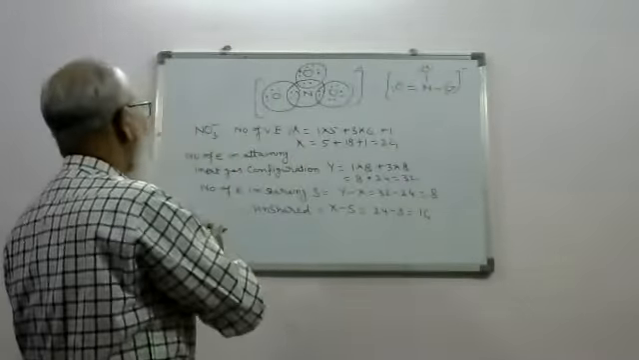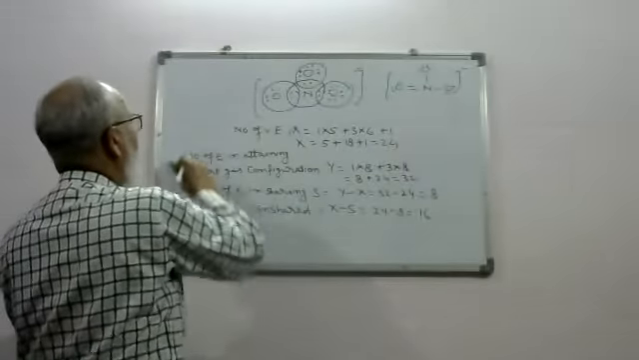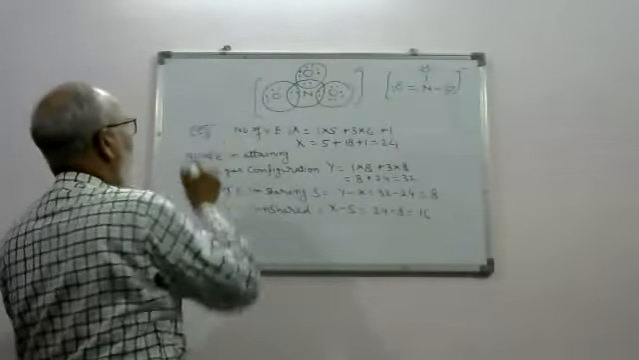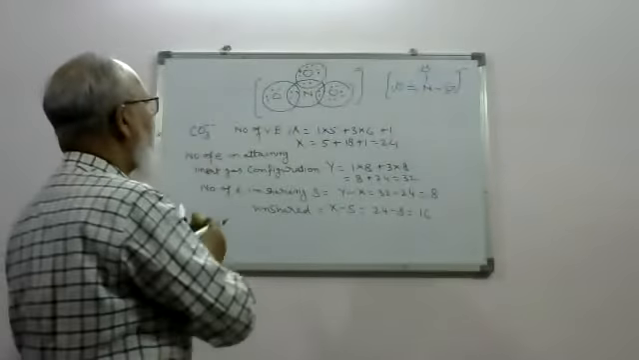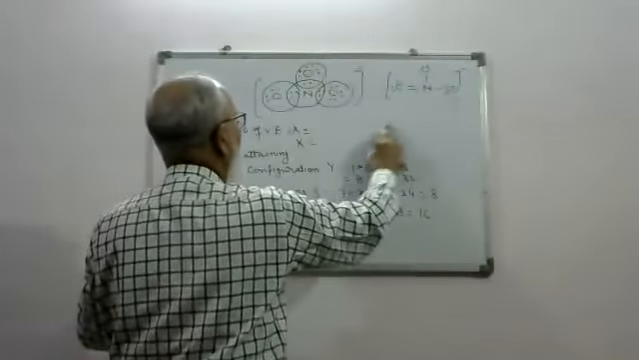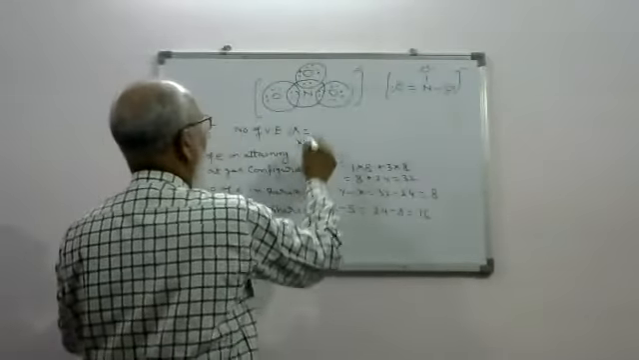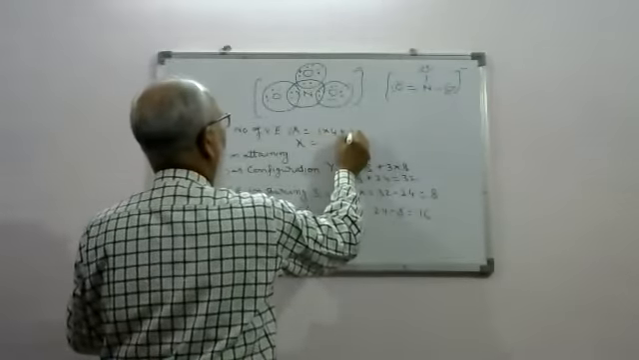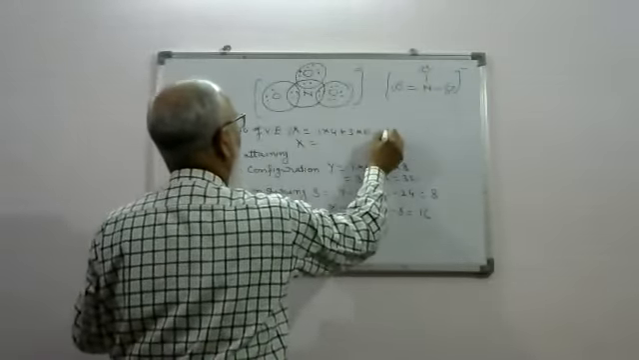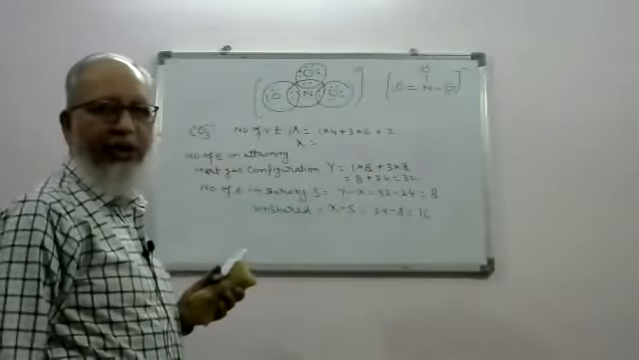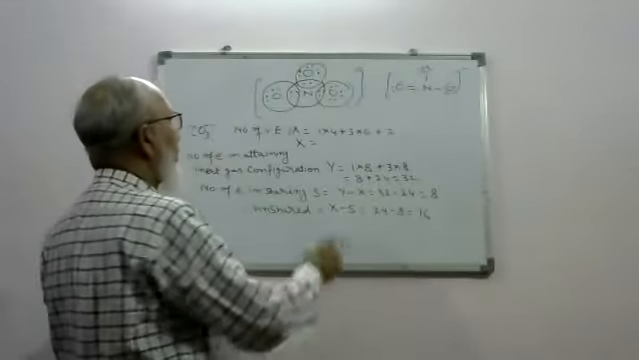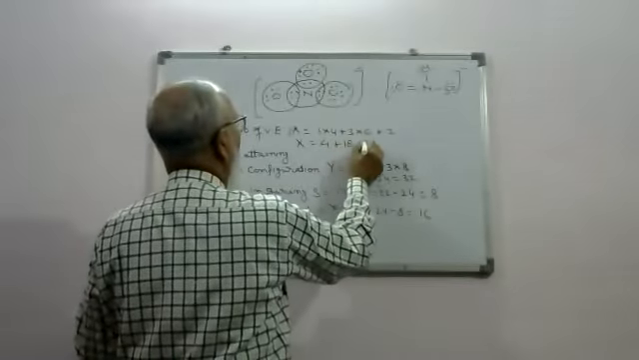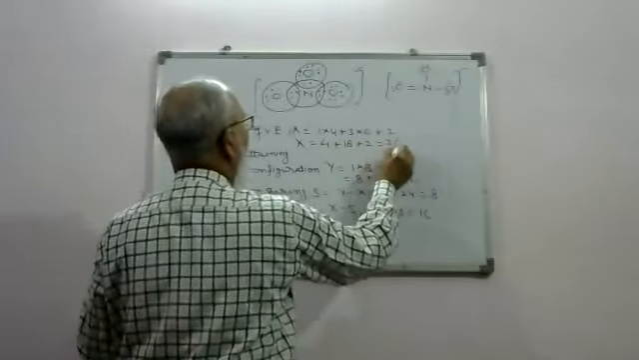Take one more example. Suppose it is your carbonate ion. Number of valence electron X is equal to 1 into 4 plus 3 into 6 plus 2 electrons to be added because carbonate carries 2 negative charge. So this is equal to 4 plus 18 plus 2, which is equal to 24.